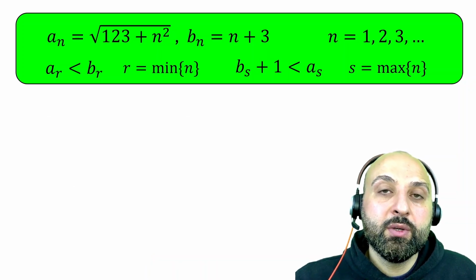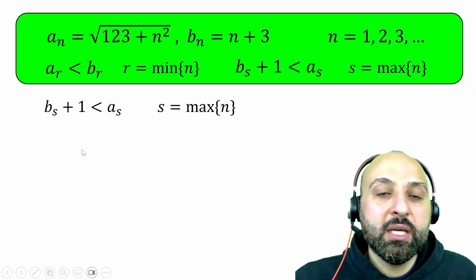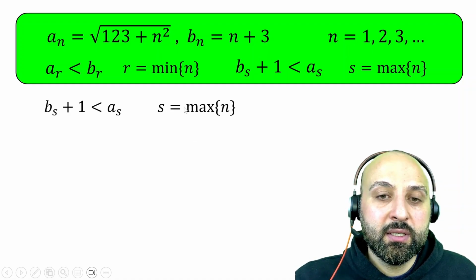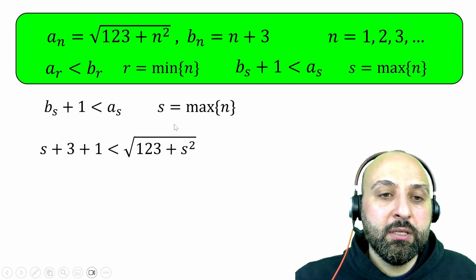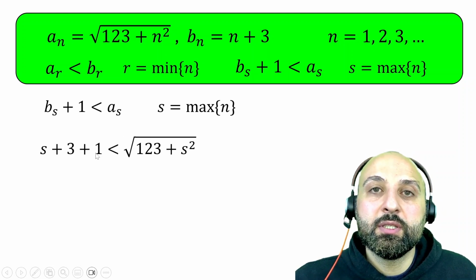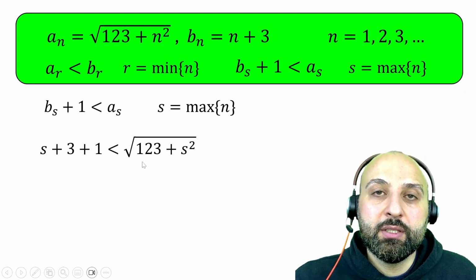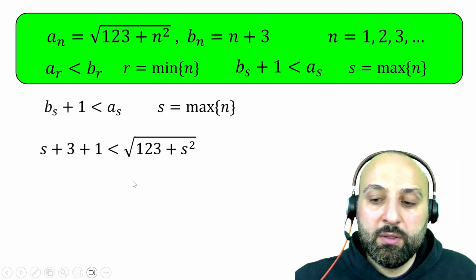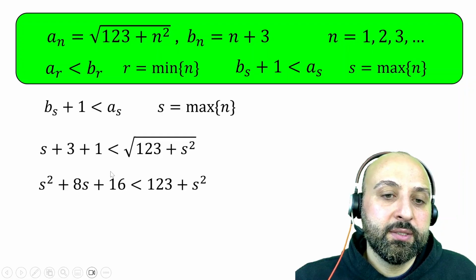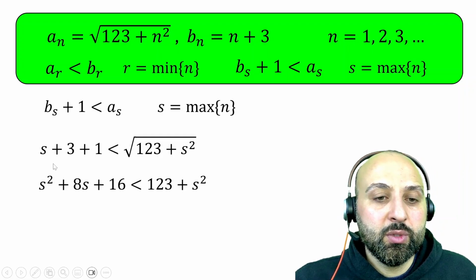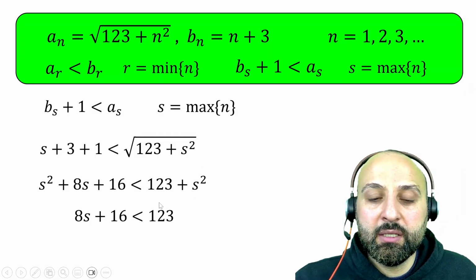In the same way, we are going to calculate S. So we say b_S plus 1 should be less than a_S. We have to find the maximum value of n for this inequality. Again, S plus 3 plus 1 should be less than the square root of 123 plus S². We square both sides, so this will be S² plus 8S plus 16, and this is 123 plus S². S² with S² disappears. We simplify.